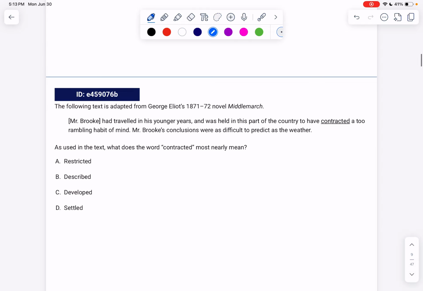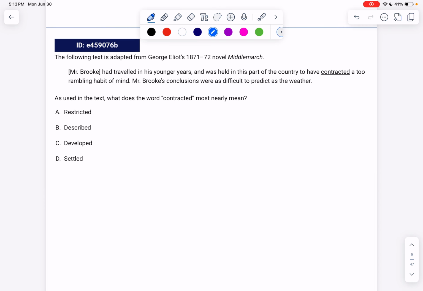All right, let's continue. The following text is adapted from George Eliot's 1871-72 novel Middlemarch. Mr. Brooke had traveled in his younger years and was held in this part of the country to have contracted a too rambling habit of mind. Mr. Brooke's conclusions were as difficult to predict as the weather. So as it is used in the text, what does the word contracted most nearly mean? He contracted a too rambling habit of mind. So he contracted something about his mind.